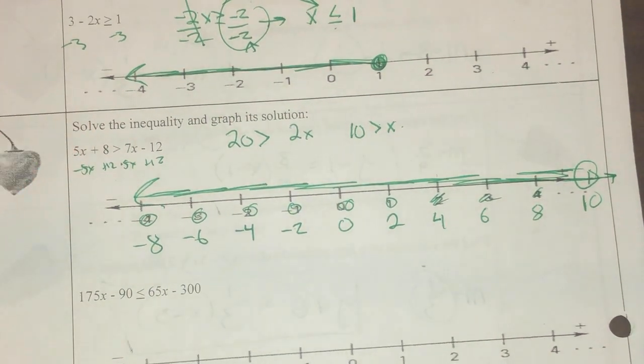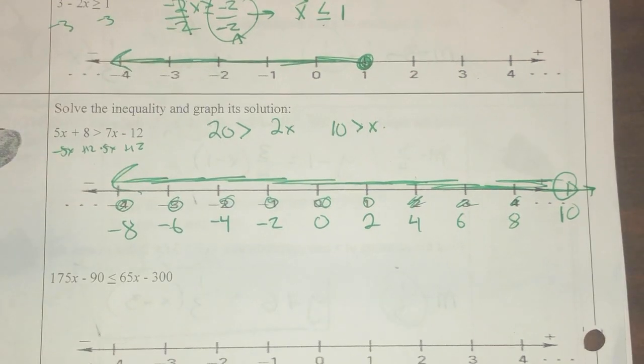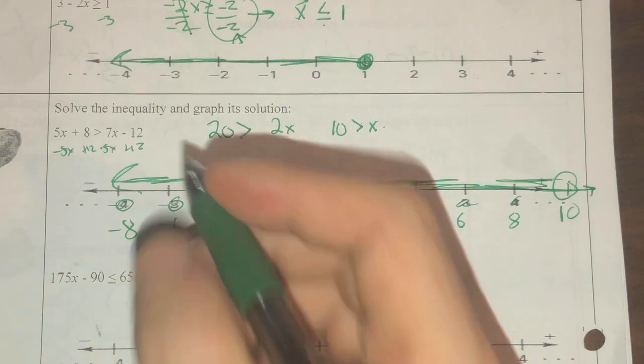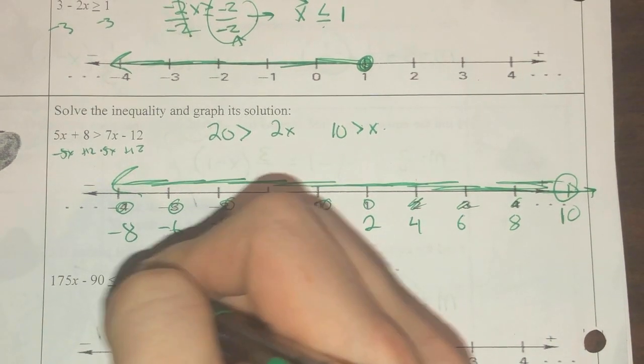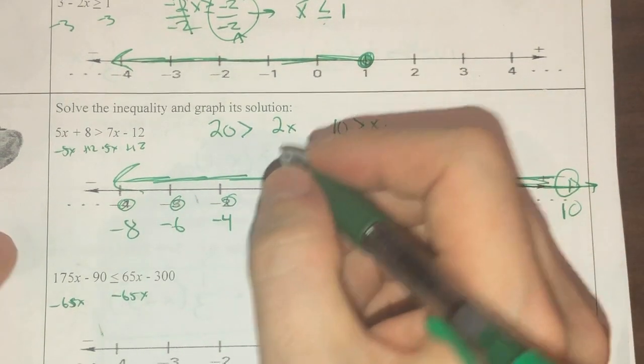So we do it like that, okay? Next, I'm going to do this next one down here. I'm going to do 175x minus 90. And again, my idea is that I always want to stay positive. I'd rather keep my numbers positive if I can.